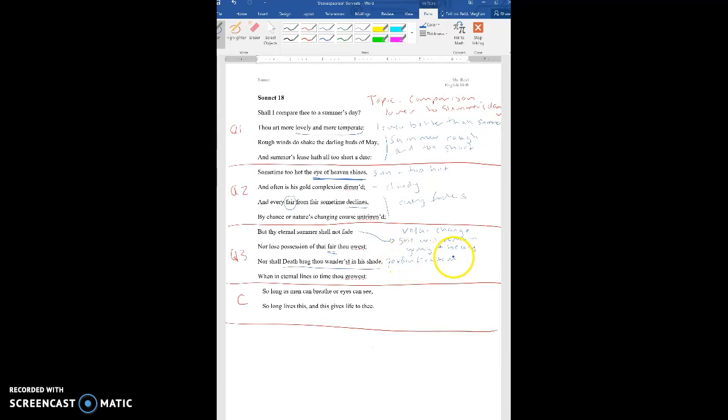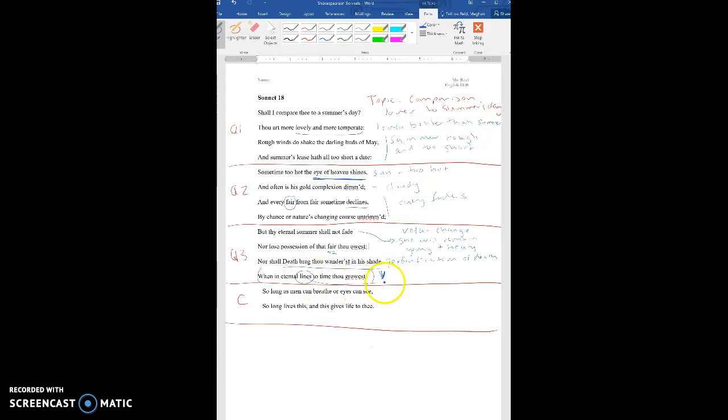And so death becomes a person. And death would want this beautiful girl, this beautiful lover, because she's somebody to brag about. But death is not going to be able to do this. And this is the change. This is the reason why: "When in eternal lines to time thou growest."